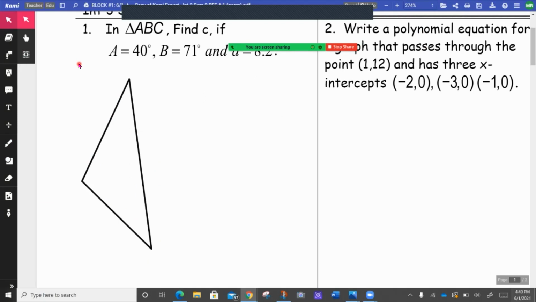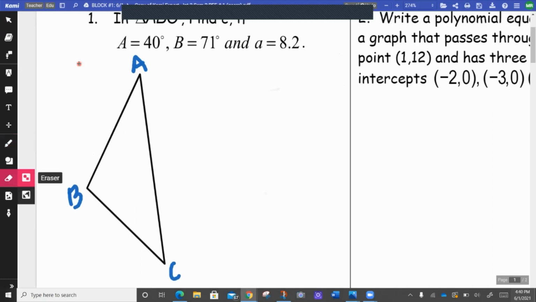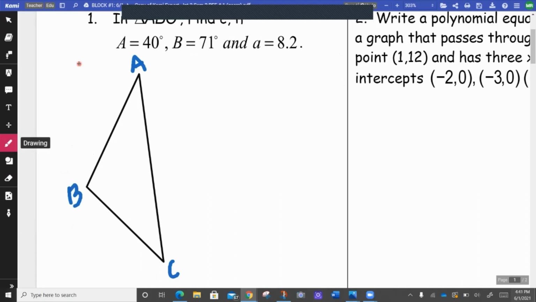Okay, so let's say that this is A, this is B, this is C. Okay, this is going to be 40 degrees. B is 71 degrees, and little a is 8.2. Now, when I have things that are across from each other, so knowing this angle with this side, I'm going to be using the law of sines, okay?